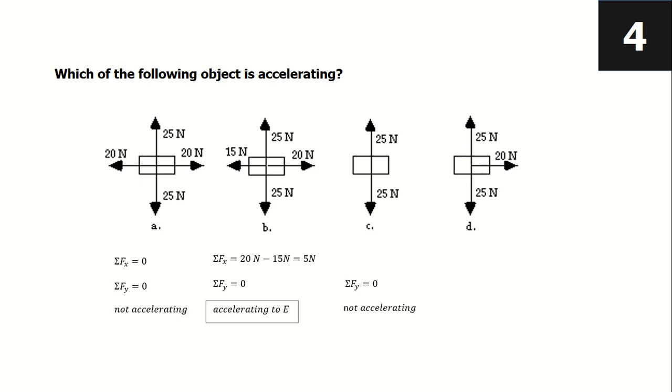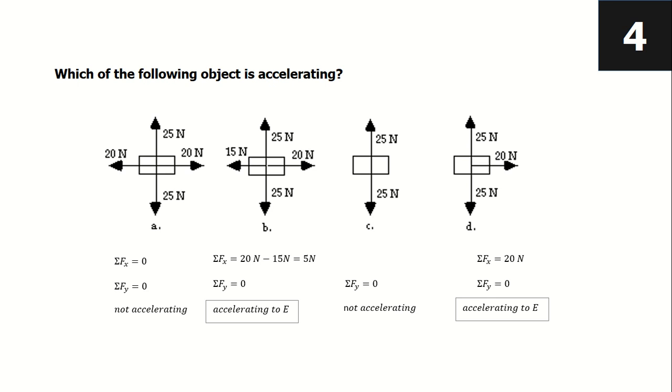Object C only has two forces acting on it, both equal to 25 newtons. So both of these forces will cancel out, and this object will not accelerate. Object D will have a 20 newton force directed to the right.